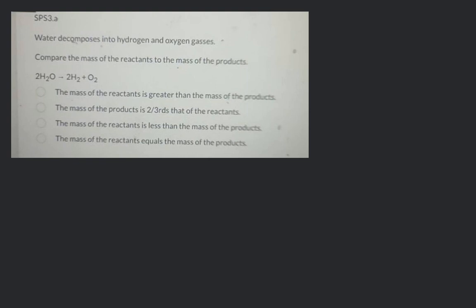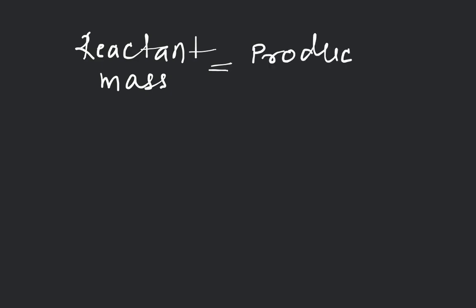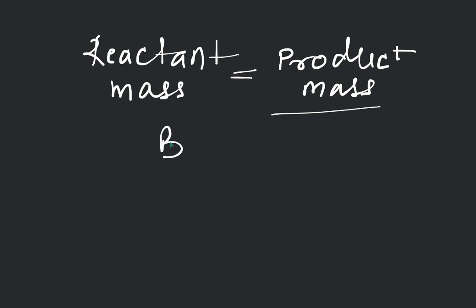Okay. King, you have to remember one thing. The question is asking whether the reactant mass is equal to the mass of the product. Always remember this, never get confused about it: reactant mass is always equal to product mass. Then only it will be called a balanced equation. This happens only in a balanced equation.